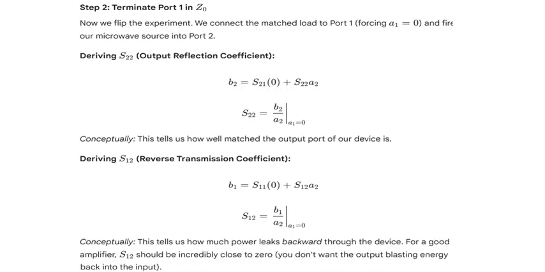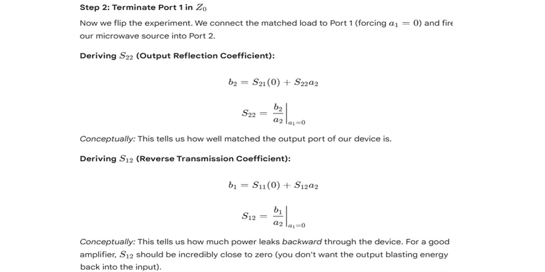Step 2. Terminate port 1 in Z0. Now we flip the experiment. We connect the matched load to port 1, forcing A1 equals 0, and fire our microwave source into port 2. Deriving S22, output reflection coefficient, is shown here. Conceptually, this tells us how well matched the output port of our device is.